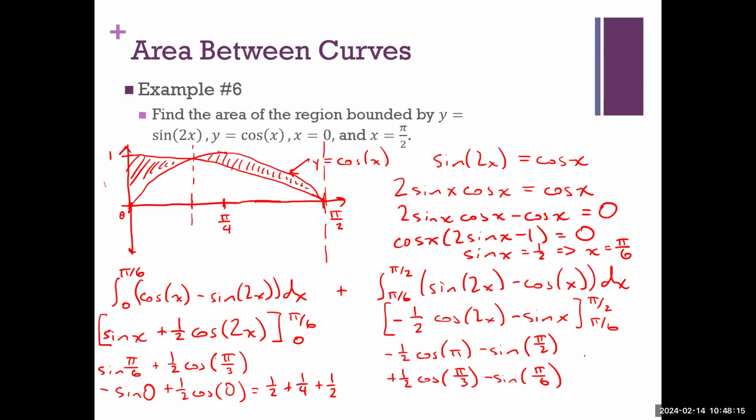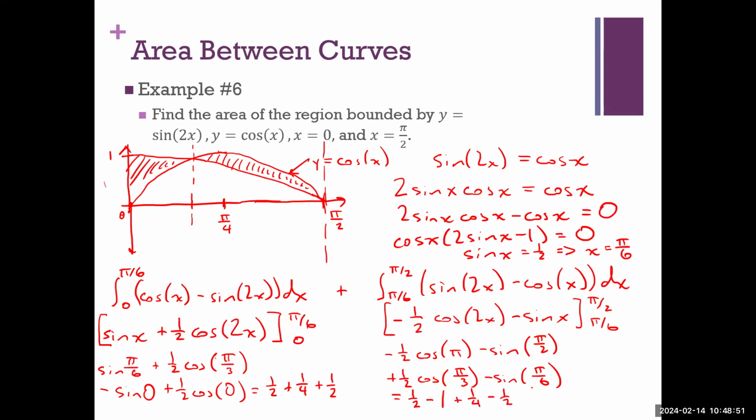Okay, maybe I should stop here for a second. How are we doing with where we are? What's the cosine of pi? 1, so negative 1/2. Wait, cosine of pi? Negative 1, so that becomes positive 1/2. Minus sine of pi over 2, which is 1, minus 1. Plus another 1/4. Minus the sine of pi over 6, so minus 1/2.